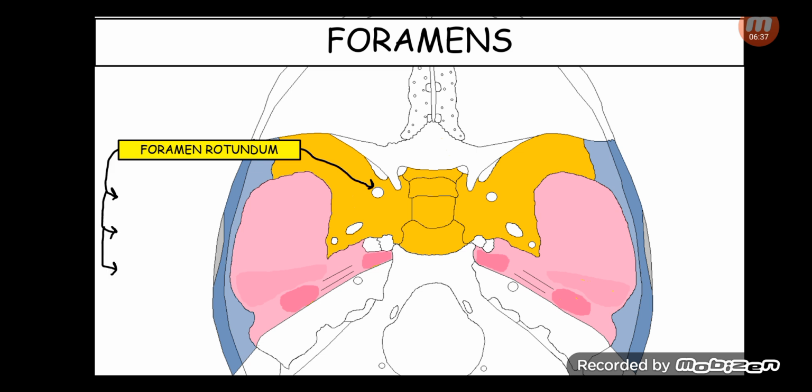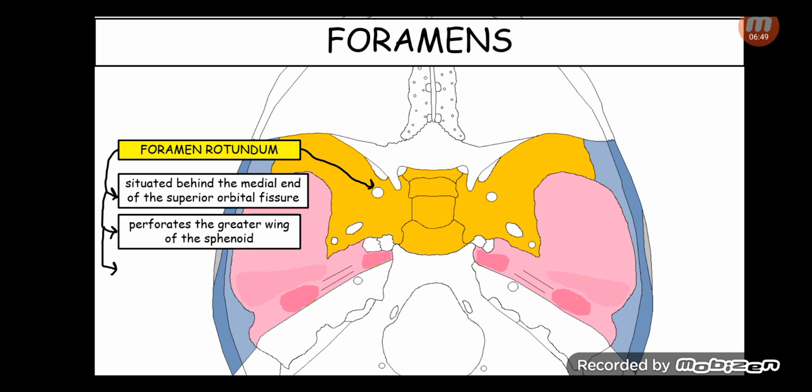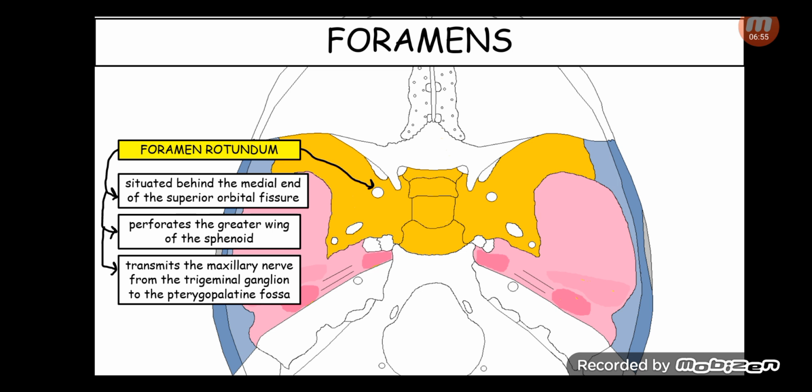Then we have the foramen rotundum. Foramen rotundum is situated behind the medial end of the superior orbital fissure, as you can see there in the diagram. In front there is the superior orbital fissure, and behind its medial end is the foramen rotundum. It perforates the greater wing of the sphenoid, as you can see, and it transmits the maxillary nerve from the trigeminal ganglion to the pterygopalatine fossa.